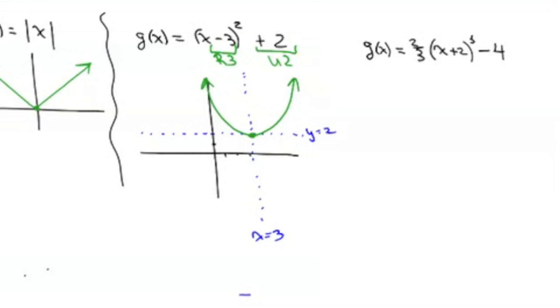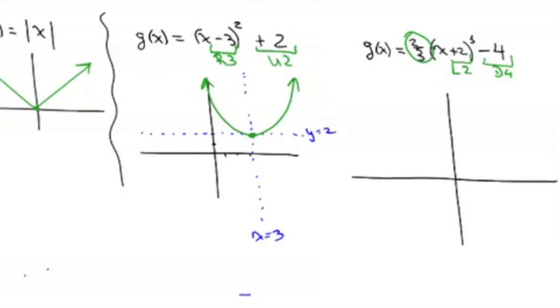So the way we're going to have to do this is, what is the negative 4 doing? This thing is making it go down 4. What is the 2 doing? Left 2. What does the 2/3 do to a graph when you multiply by it? Does it get it closer to the vertical or closer to the horizontal? Does it make it taller or shorter?